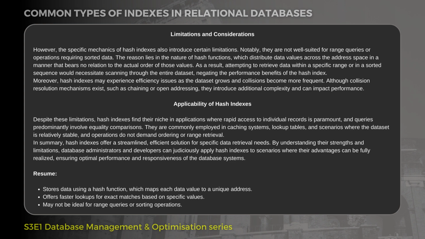Limitations and considerations. However, the specific mechanics of hash indexes also introduce certain limitations. Notably, they are not well suited for range queries or operations requiring sorted data. The reason lies in the nature of hash functions, which distribute data values across the address space in a manner that bears no relation to the actual order of those values. As a result, attempting to retrieve data within a specific range or in a sorted sequence would necessitate scanning through the entire dataset, negating the performance benefits of the hash index.